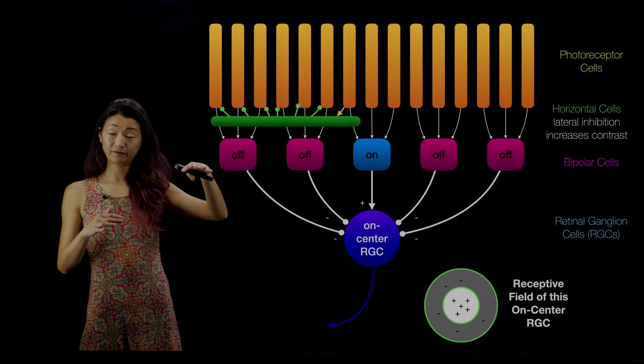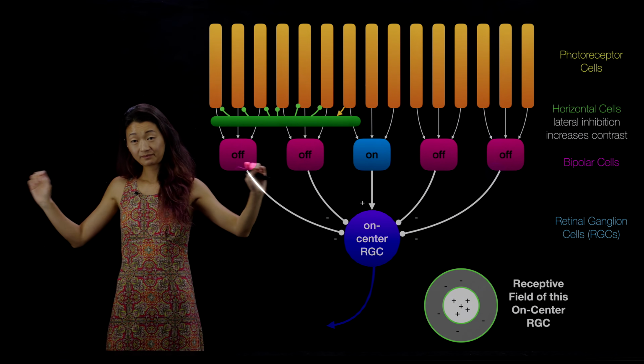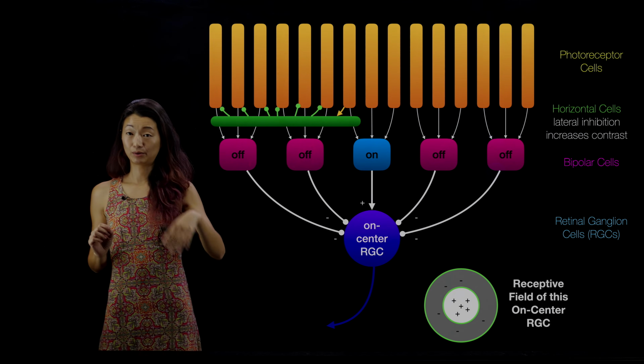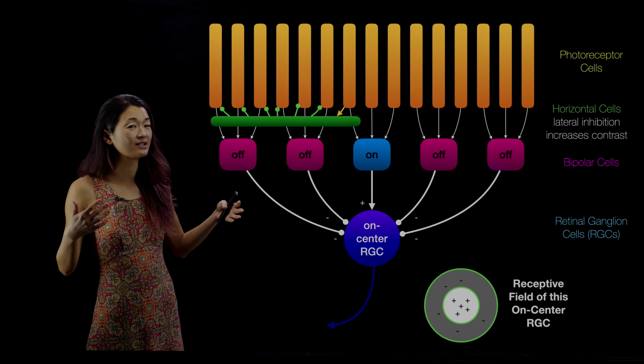Now, they take input from photoreceptors and then also project to other photoreceptors. In particular, they're going to be inhibiting the neighboring photoreceptors. Why would I do such a silly thing? It's because it actually increases contrast.